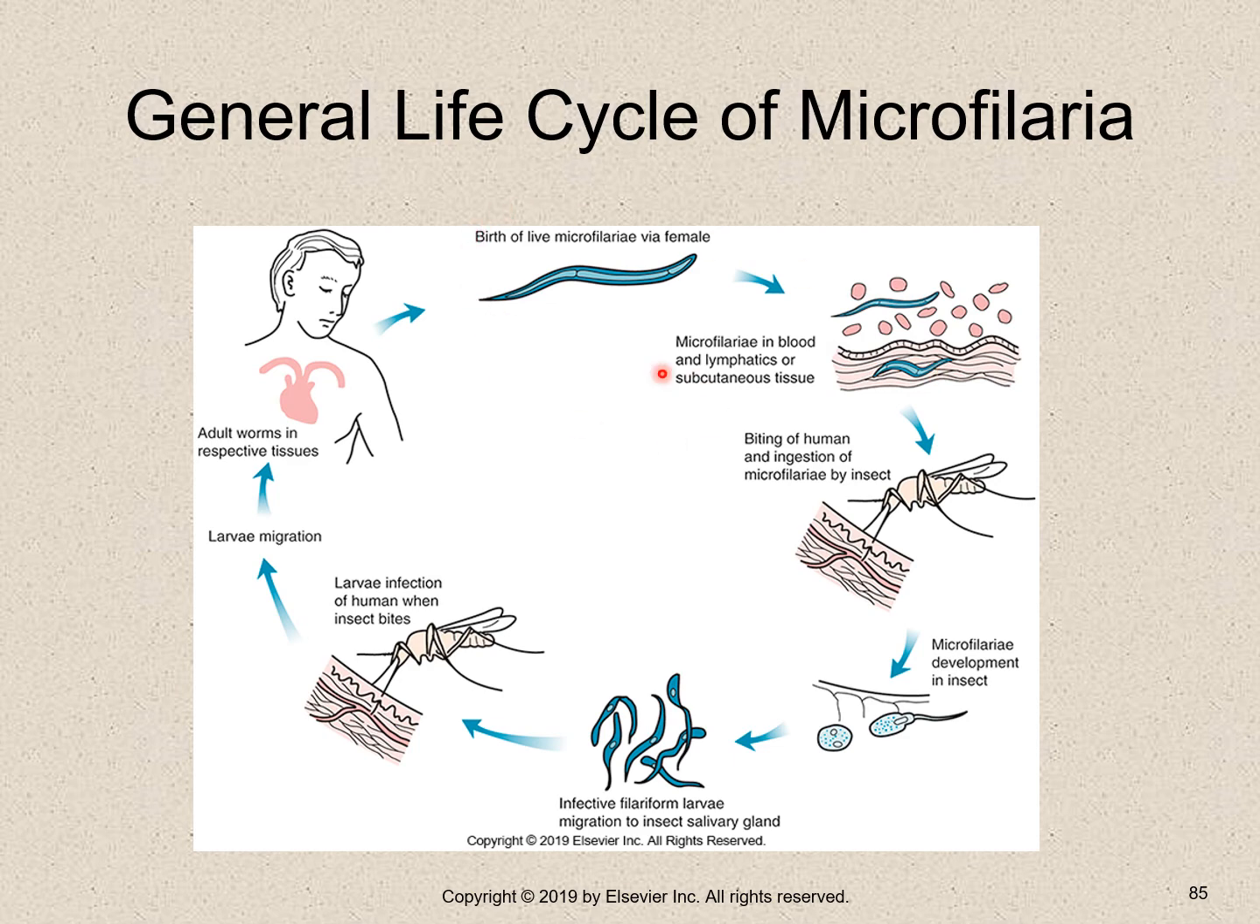As was described earlier, the females give birth to live microfilariae, which are found in the blood and lymphatics or subcutaneous tissue of infected humans. Once an insect vector bites the human and ingests the microfilariae, they develop in the insect into the infective filariform larva, which then migrates to the salivary gland, from which the insect vector can then bite another host and infect them with the larva, and the cycle continues. As can be seen in Table 28-10, and will be discussed on the subsequent slides, each organism or microfilariae has a different arthropod vector associated with it.